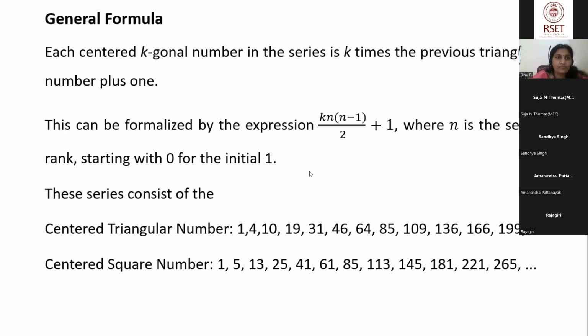General formula. Each centered k-gonal number in the series is k times the previous triangular number plus 1. This can be formalized by the expression k times n(n minus 1)/2 plus 1, where n is the series rank starting with 0 for the initial 1. These series consist of the centered triangular numbers, that is the series 1, 4, 10, 19, 31, etc. The centered square numbers 1, 5, 13, 25, etc.